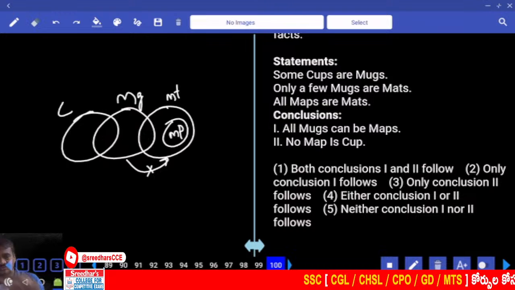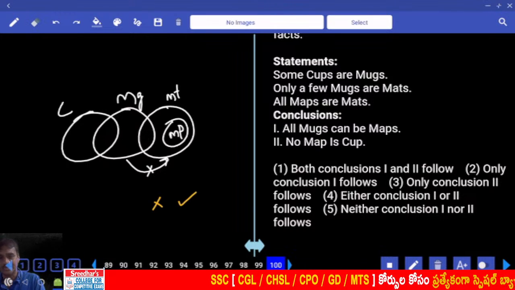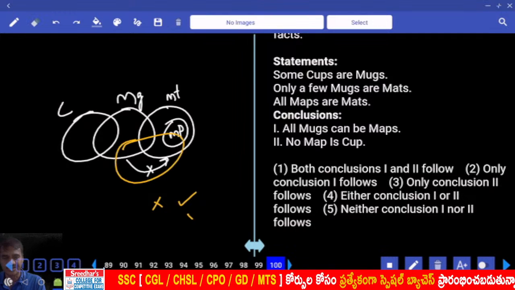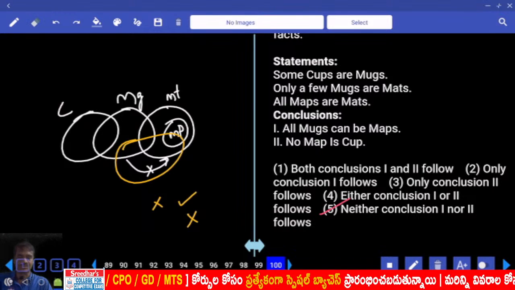Then next one, what is the next one we have? And no map is a cup is true as of now. To make this one fall, can we write like this or not? Yes. And alternate diagram to previous conclusion fall. Hence neither one nor two. Choice 5, question number 100.